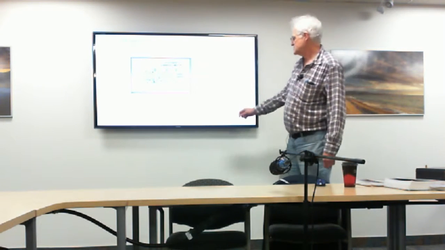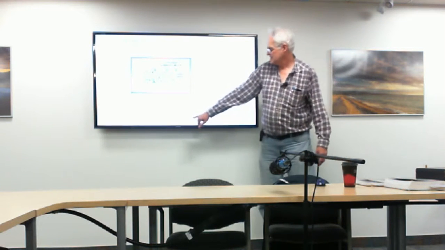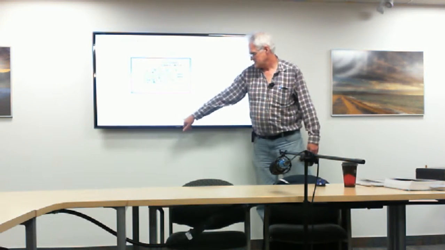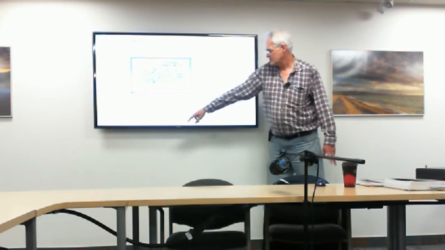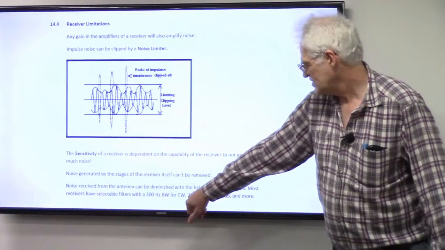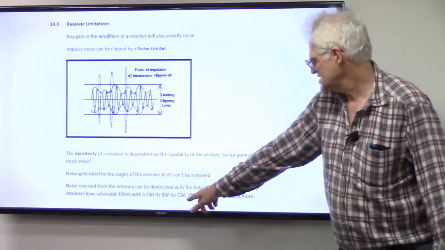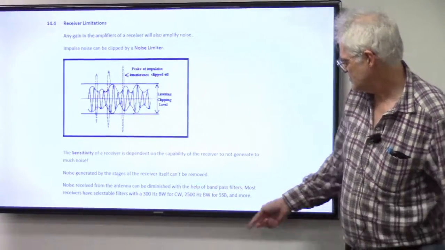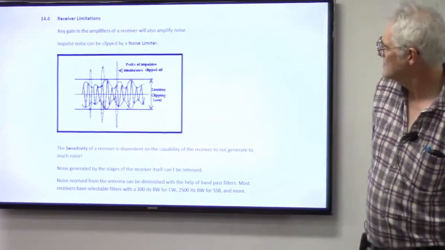Typical filters you'll see are sometimes 250 or 300 hertz for a CW signal, and 2500, more commonly 2700 hertz bandwidth filters for sideband.